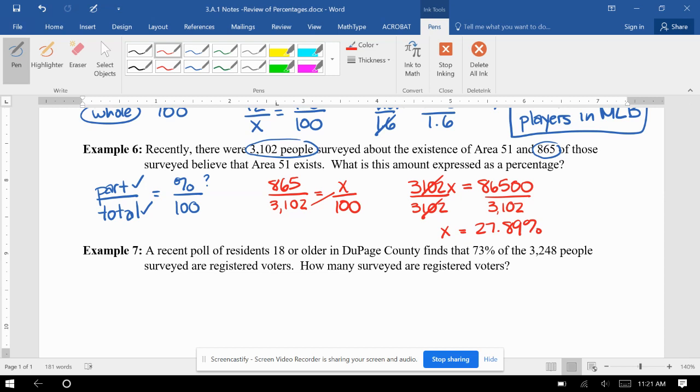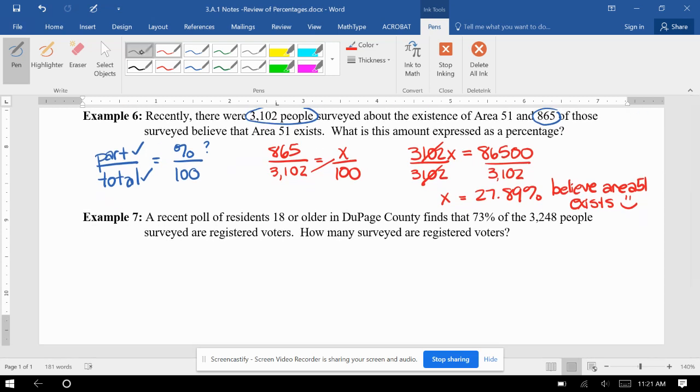Okay, so that's the percentage of people who believe Area 51 exists. Okay, last but not least. Our last problem here says that a recent poll of residents 18 or older in DuPage County finds that 73% of the 3,248 people surveyed are registered voters. How many surveyed are registered voters?